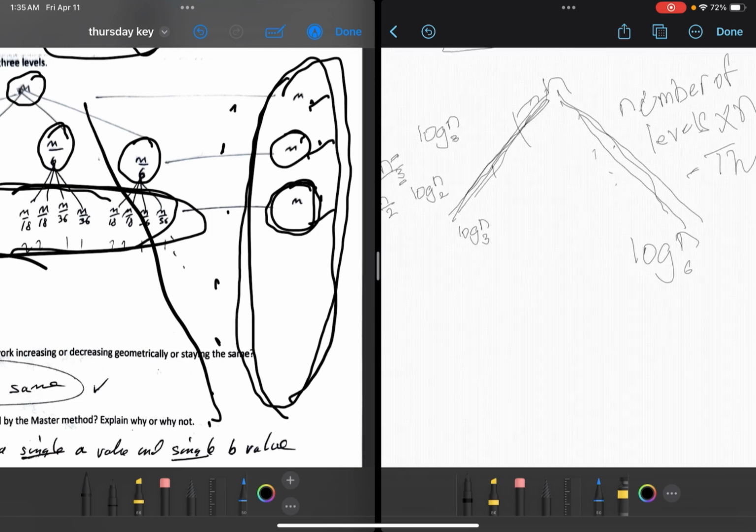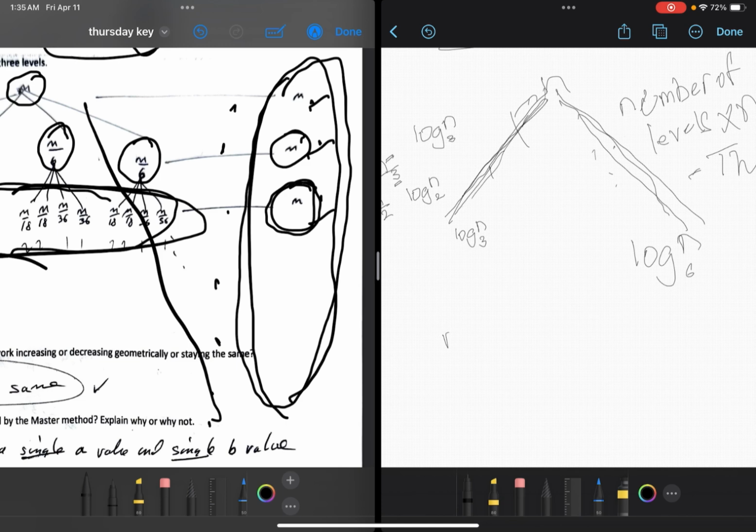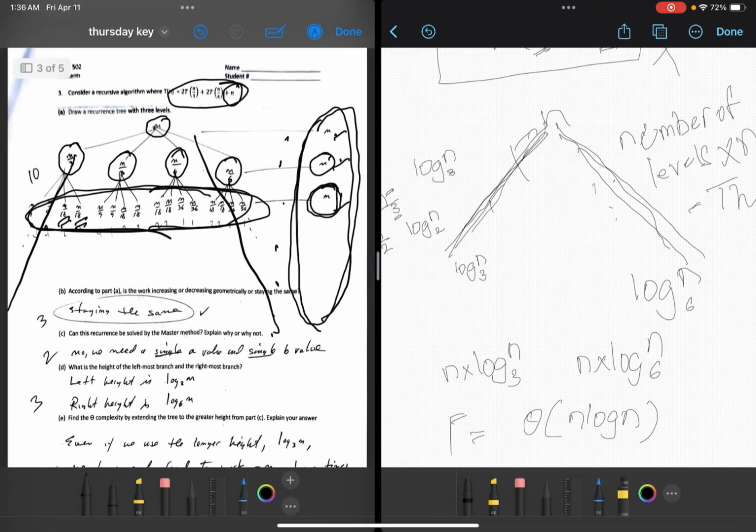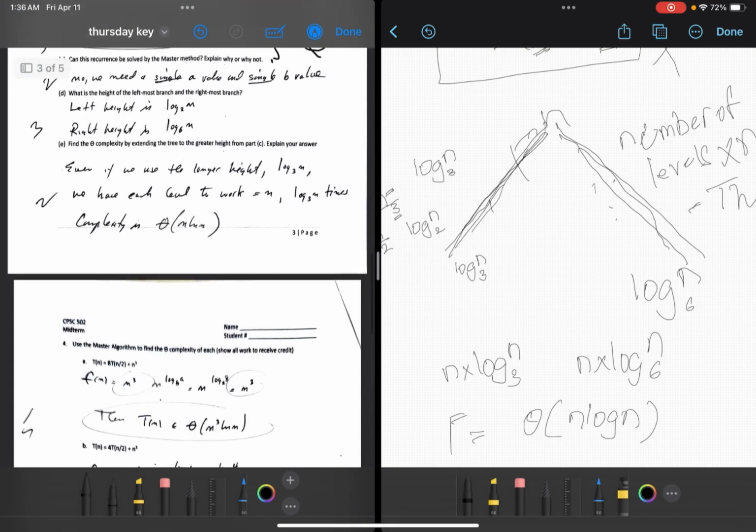No matter which side you consider, if you take the left side, it is n times log n base 3, and on the right side it is n times log n base 6. It doesn't matter because all logs are proportional, and you will end up with the total time complexity of n log n. Let's move over to the next question.